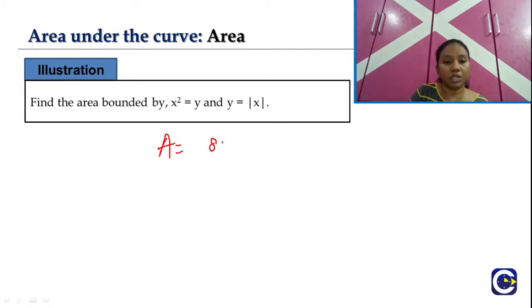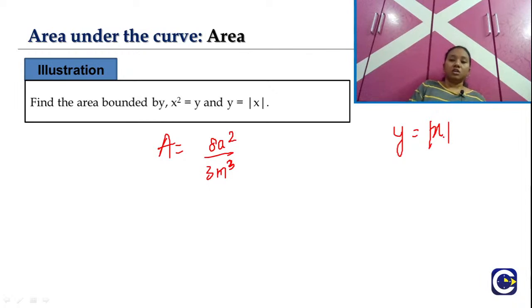So here area will be 8a square by 3m cube. So here our y equal to mod x. So when we have mod x, inside it will be plus or minus x, right? So how will be the graph of this y equal to mod x? Which means we won't be having any negative of y. We can have x both positive and negative, but the graph will be only positive in terms of y. So what will the graph look like here?